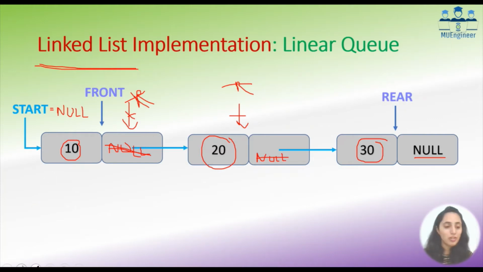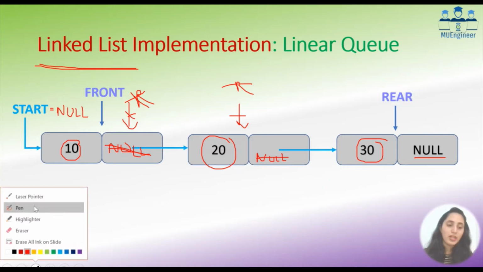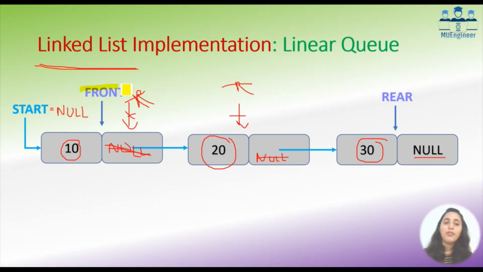So if you are doing a linked list representation of a queue, then you will have your front pointing to the first node and your rear pointing to the last node.